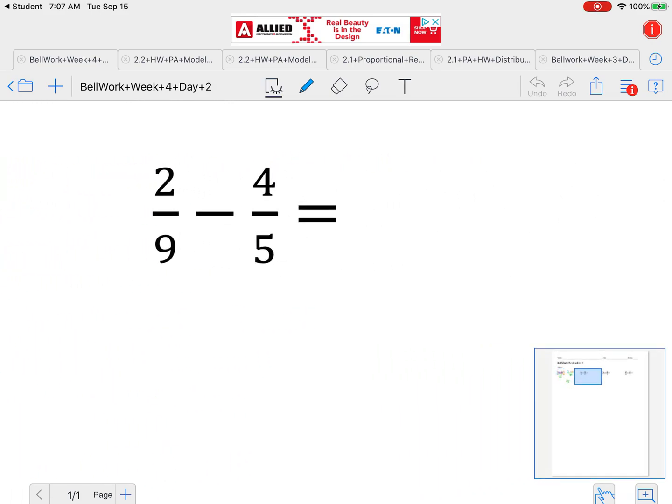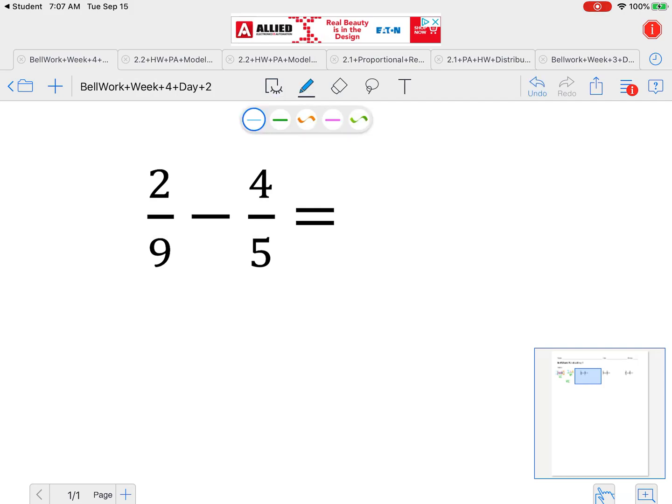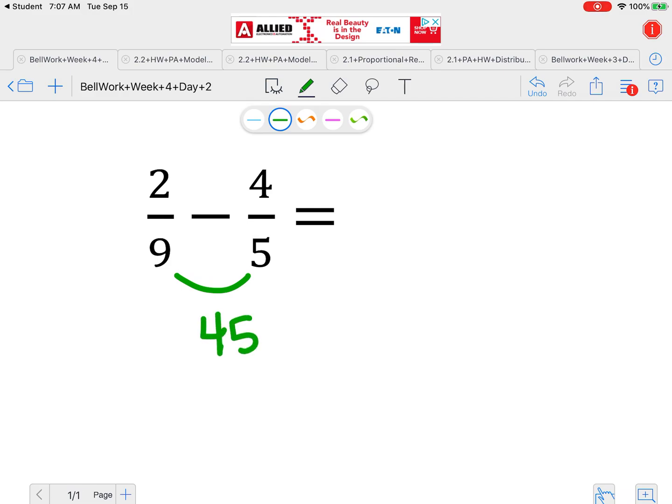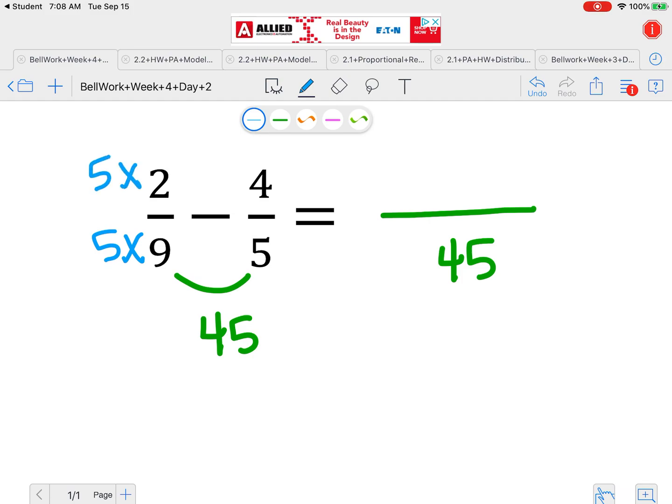So the subtraction question should be exactly the same. I want the denominators to be the same. 5 and 9 could both turn into 45. I just multiplied them together. I'm going to set up an area to create my new numerators over here. In order to make the 9 turn into a 45, I have to multiply it with 5. And I would do the top the same.